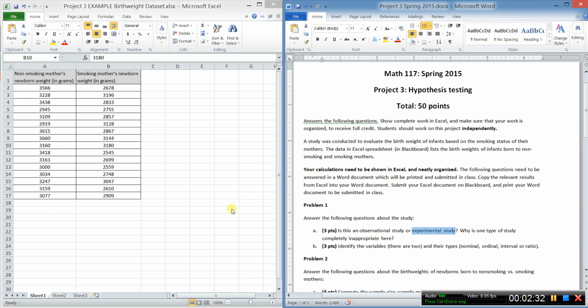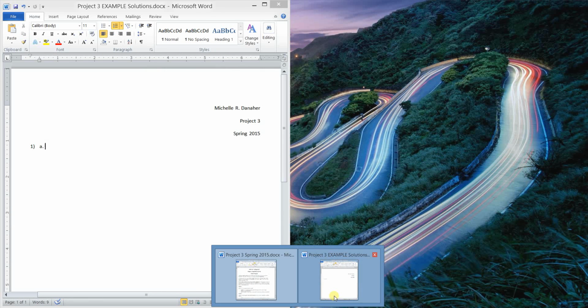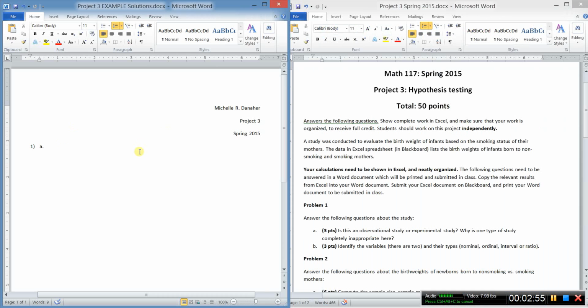Okay, and then for part B, identify the variables. So there are two variables that you should be able to identify, and then for each of those variables, for the first and second variable, identify whether or not it's nominal, ordinal, interval, or ratio. Okay, identify its type.